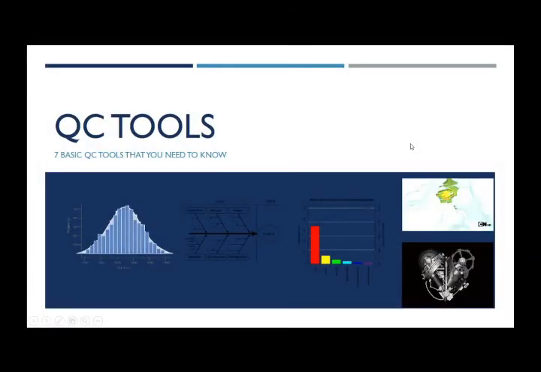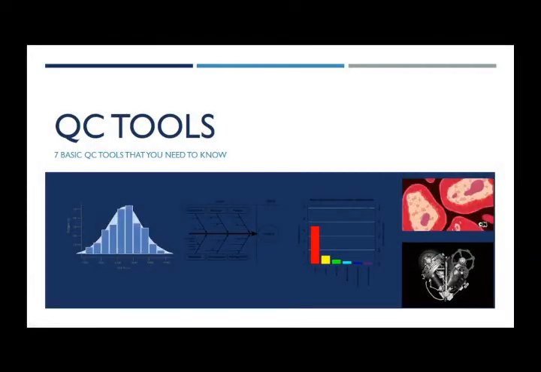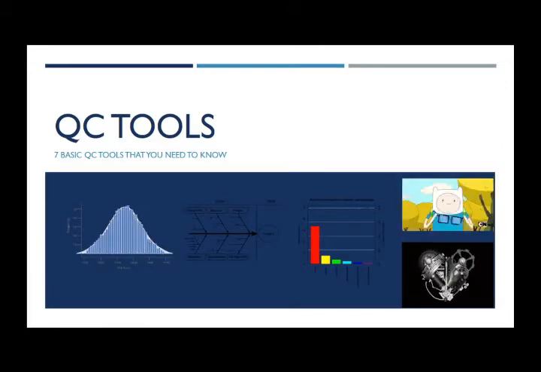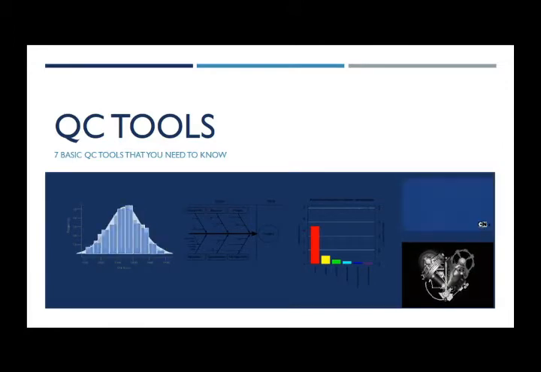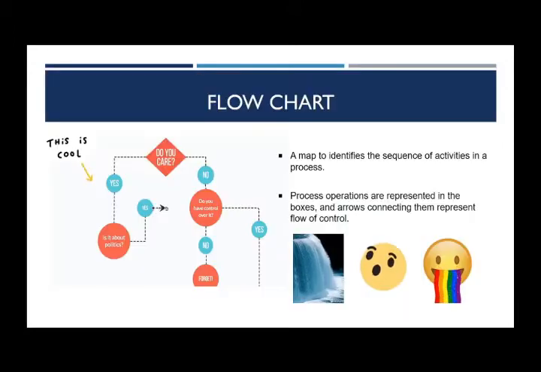Hello everyone, in this video you will be introduced to the 7 basic QC tools. The first QC tool that you need to know is the flowchart. A flowchart is a map to identify the sequence of activities in a process.